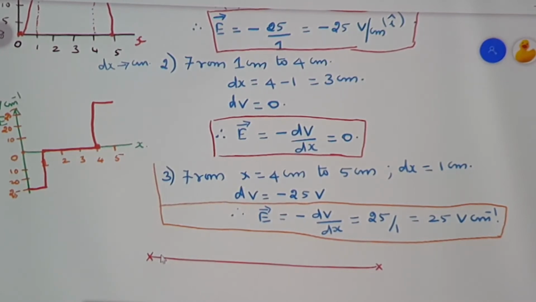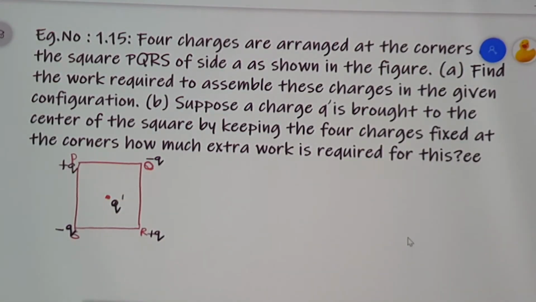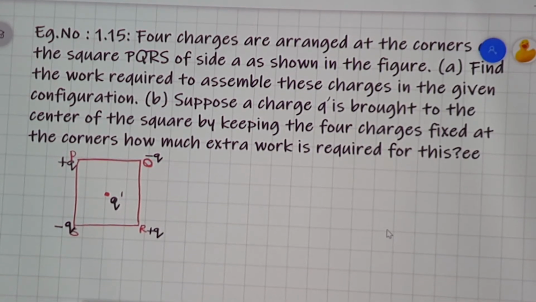Now, let us move on to the next problem, that is problem number 1.15. See, what is problem number 1.15? Let us consider this problem. Go through the problem. This problem is based on the electric potential energy.